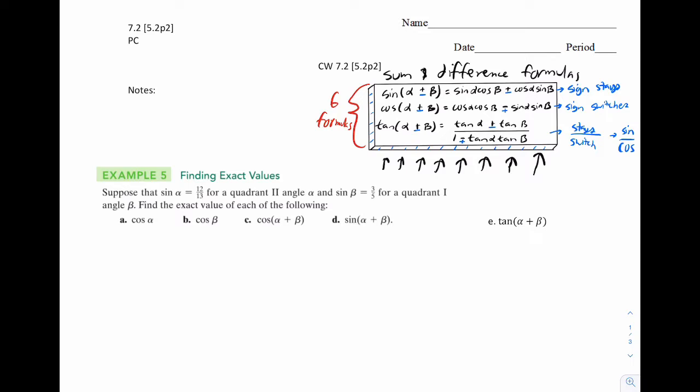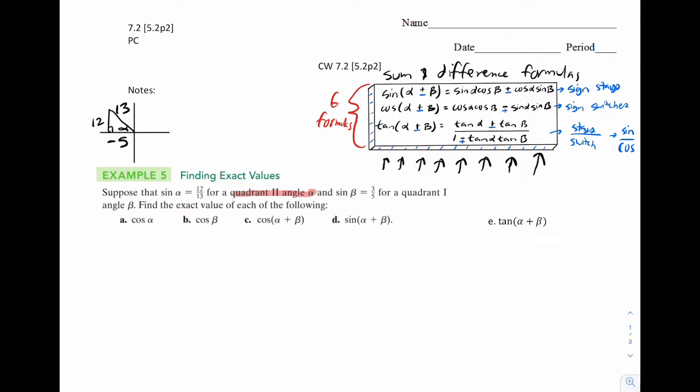Suppose that sine alpha equals 12 over 13 for a quadrant 2 angle alpha. That's important. What we're going to do is draw a triangle in quadrant 2, because that's what it says. There's a quadrant 2 angle alpha right there, and sine is 12 over 13, so I'm going to write 12, 13. Do your Pythagorean theorem, that's negative 5.